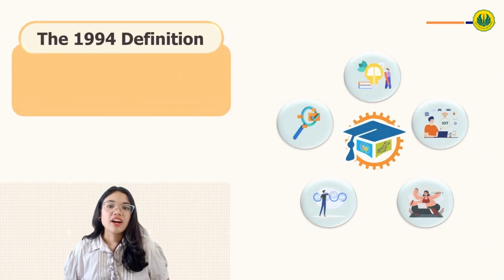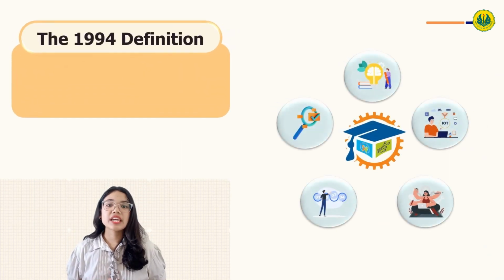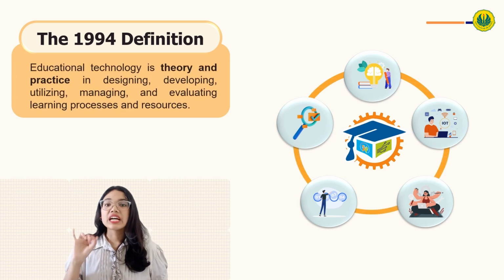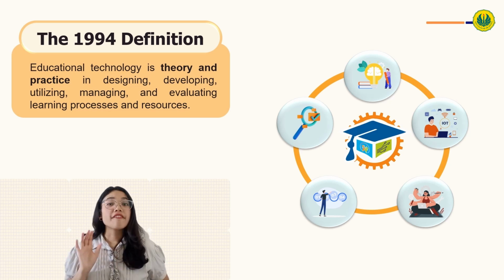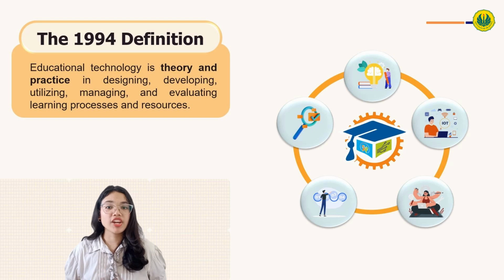1994 definition. Educational technology is theory and practice in designing, developing, utilizing, managing, and evaluating learning process and resources. The 5 domains of areas of educational technology were highlighted in this definition. A wheel-shaped image that connects each domain on its periphery to a theory and practice illustrates the relationship between this domain.